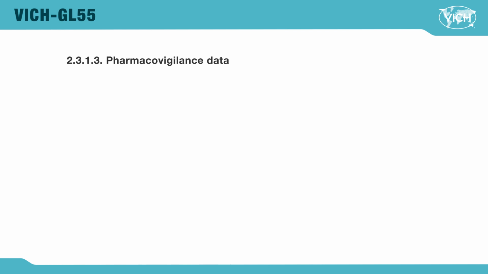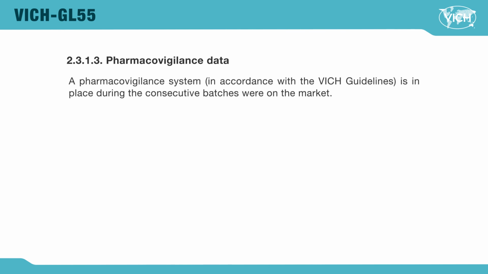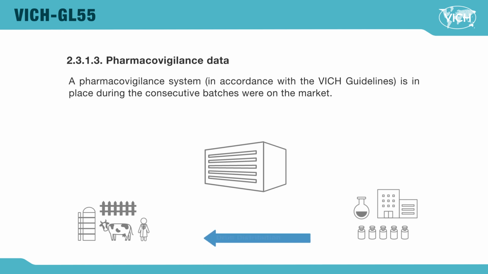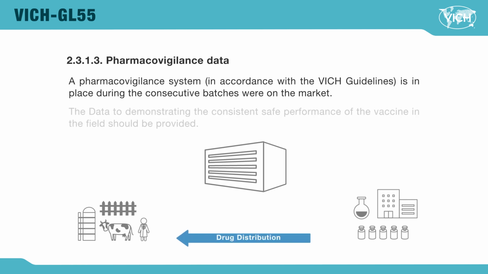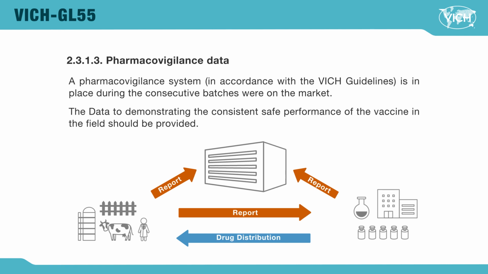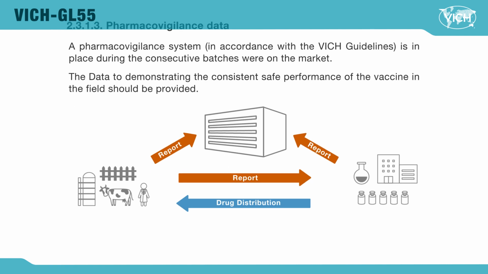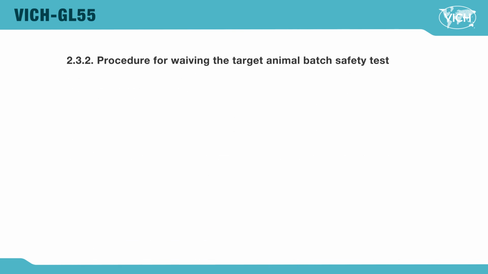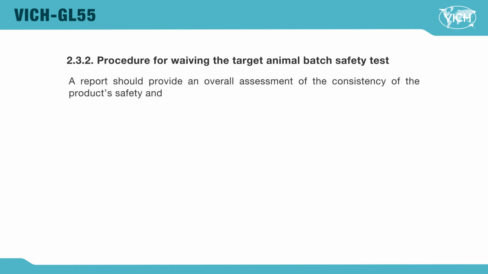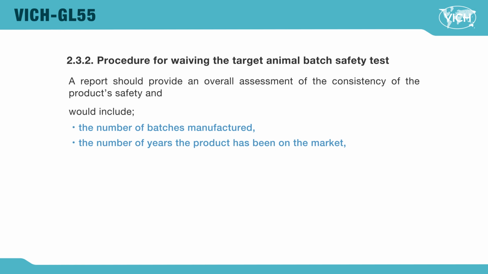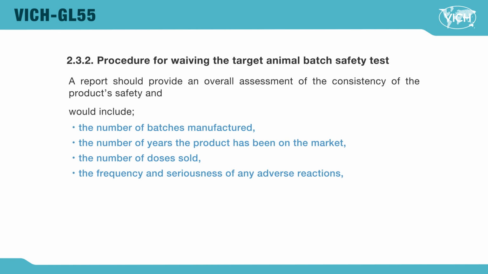2.3.1.3 Pharmacovigilance data. A pharmacovigilance system in accordance with the VICH guidelines should be in place during the consecutive batches while on the market. The data demonstrating the consistent safety performance of the vaccine in the field should be provided. Section 2.3.2 lays down the procedures for waiving the target animal batch safety test. A report should provide an overall assessment of the consistency of the product's safety and would include the number of batches manufactured, the number of years the product has been on the market, the number of doses sold, the frequency and seriousness of any adverse reactions, and investigations into the causes of these adverse reactions.